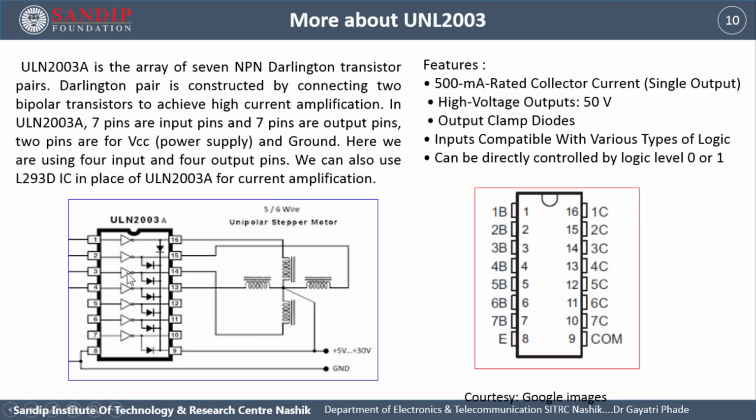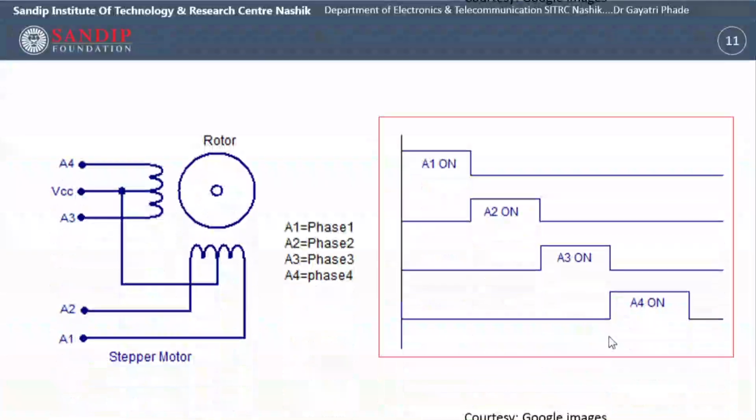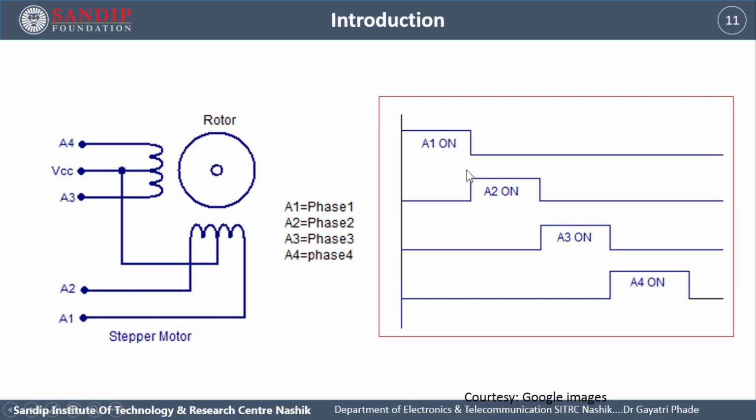Here are the details of ULN 2003. We have seen it has 7 sets of transistors in Darlington pair. So this side, 1, 2, 3, 4 up to 7, is the microcontroller side. This is the base of the NPN transistor, and pins 16 to 10 are the collectors, and pins 8 and 9 are ground and common, or we can say it is connected to VCC. Here we are going to energize each coil of the stepper motor so that it can move in steps.